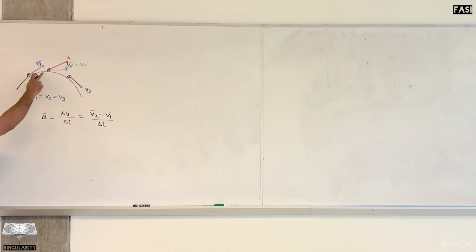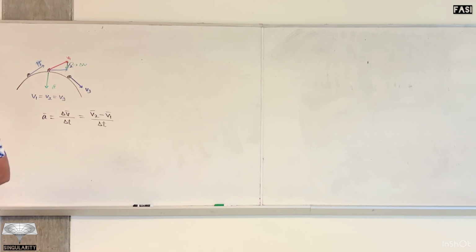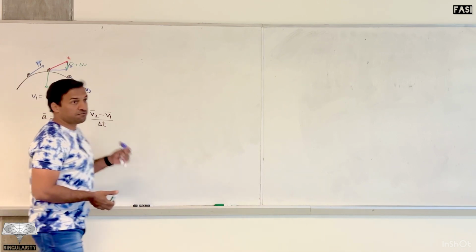So this is the scenario at the top. It means that the direction of acceleration is downward. So this is the direction of acceleration. That's how you calculate acceleration in a uniform circular motion. And this is the general case: you pick any point and the direction will always be pointing towards the center of this circle.